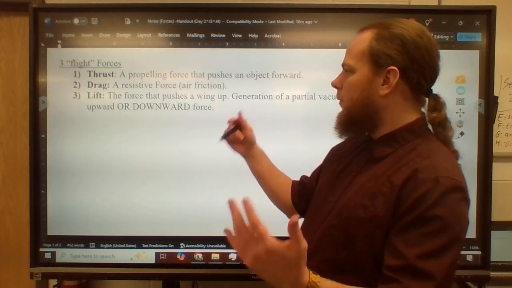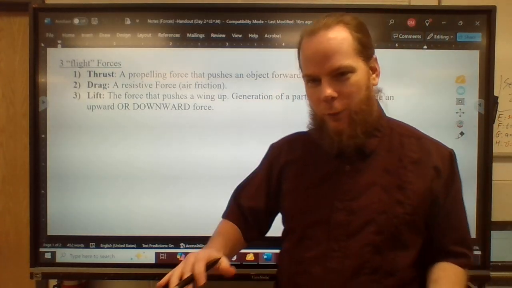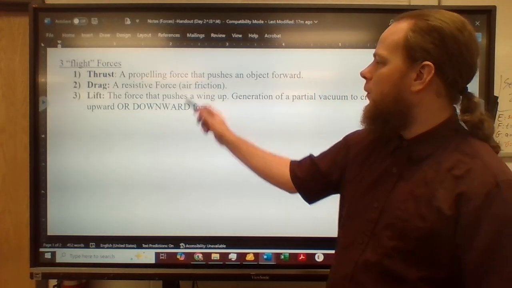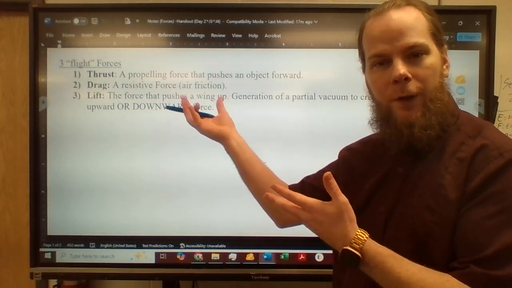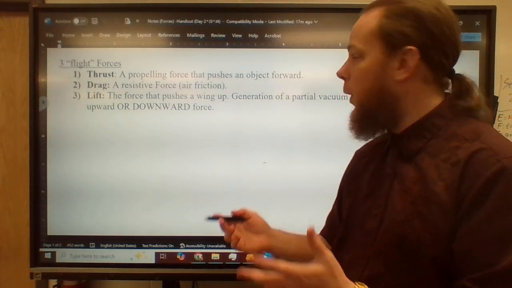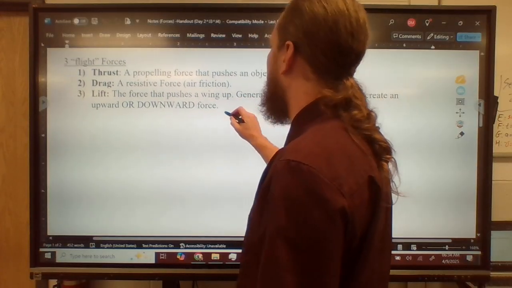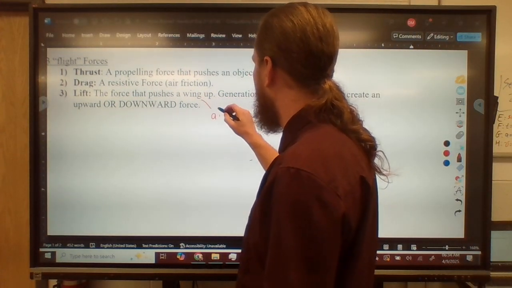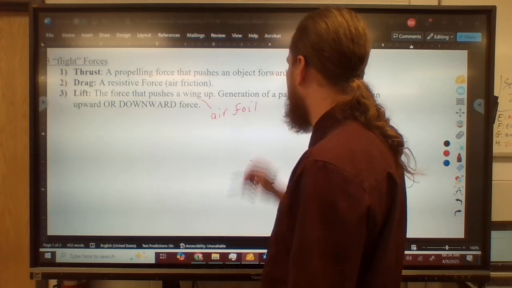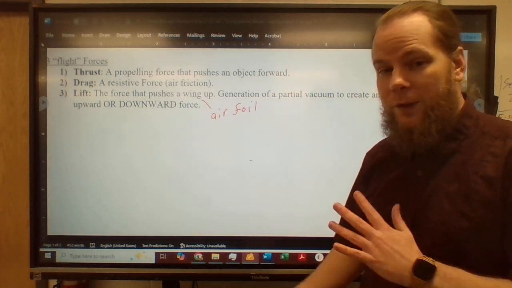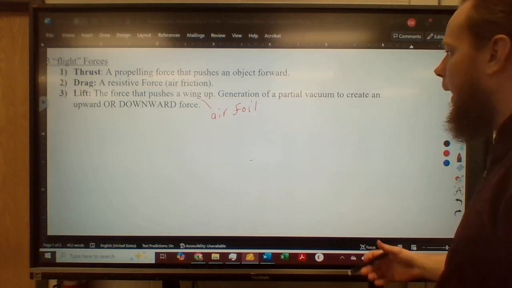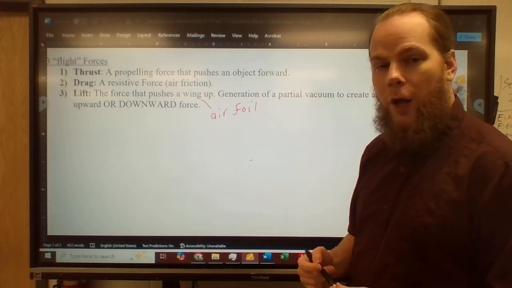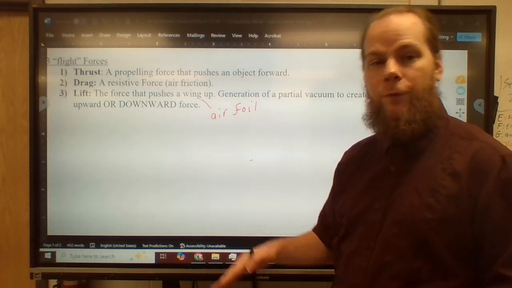Now, you've probably all heard of lift, but most of you probably don't actually know how it works. So I'm going to draw an airfoil and kind of show you. But this is a force that actually pushes a wing up. Specifically, it pushes an airfoil. Oops, okay, I need to turn the pen on before I can write. Okay, it's going to push an airfoil. Now, an airfoil is a specific shape that we're going to talk about. And because of how it's shaped, it creates a partial vacuum to cause the airfoil to either rise or fall.